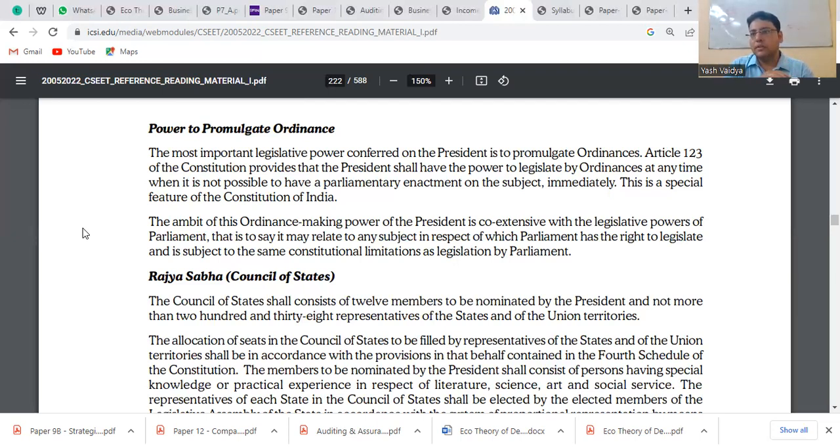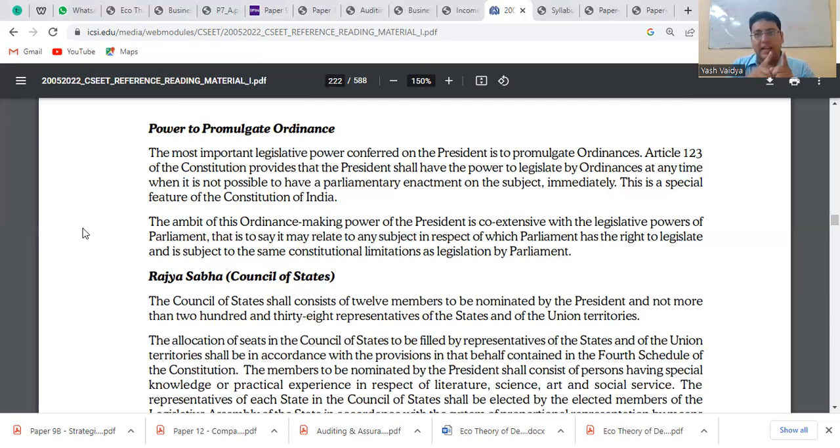Understood or not? Correct. The ambit of this ordinance-making power of the President is coextensive with the legislative powers of Parliament. That is to say, it may relate to any subject in respect of which Parliament has a right to legislate, and is subject to the same constitutional limitations as legislation by Parliament. Yes. So, with this power, the President becomes a legislature. The President legislates the law with his special authority.